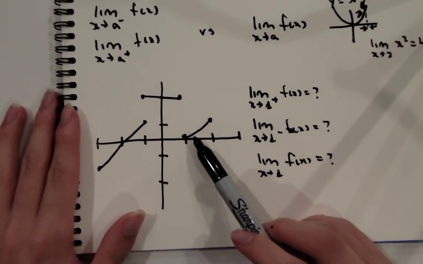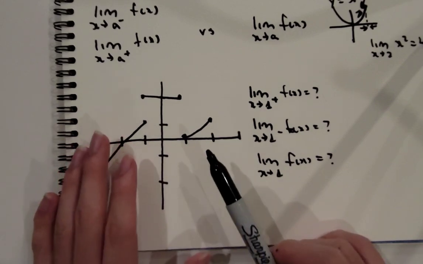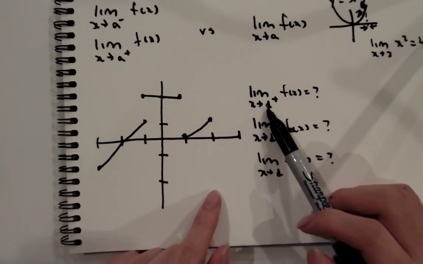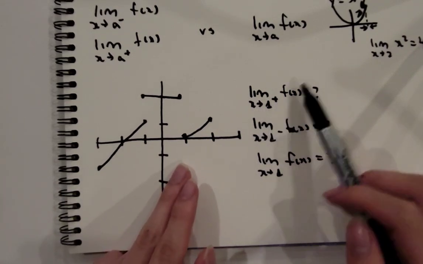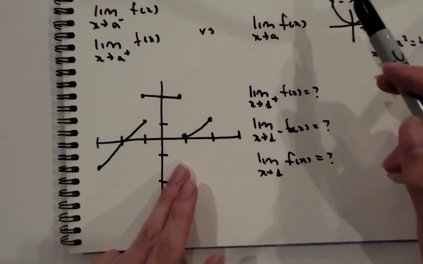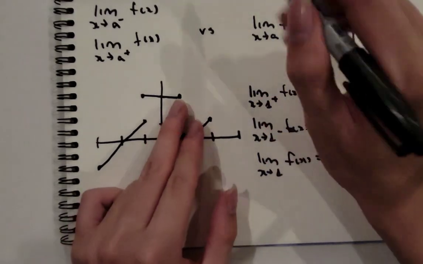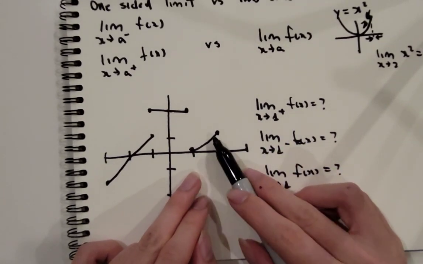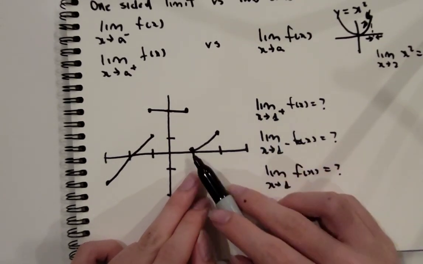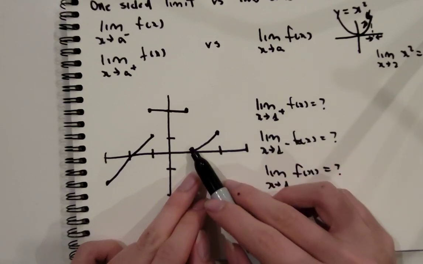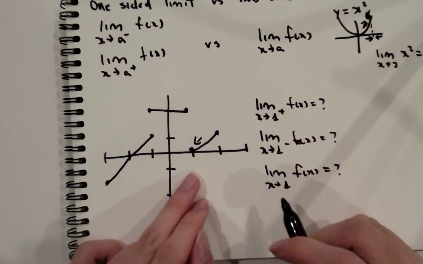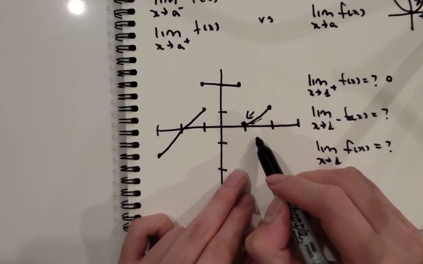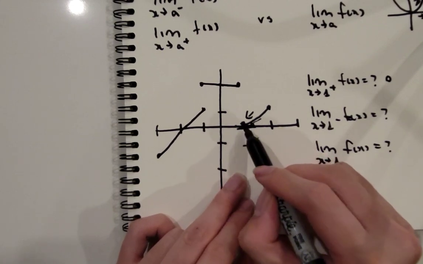Let's say we have a graph like this. This is not a very well drawn graph, but let's see. Limit as x approaches 1 plus. Remember what I said? Plus is approaching from this side, from the right to the left. So at 1, what is the function value when it approaches this point from this side? It's 0, because if you can see, it approaches from this side and approaches this, which is 0.